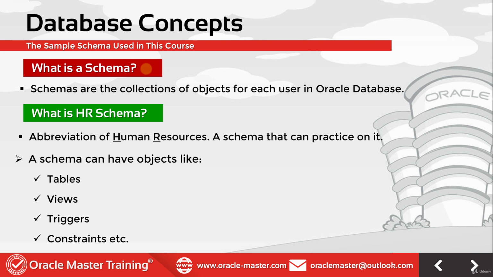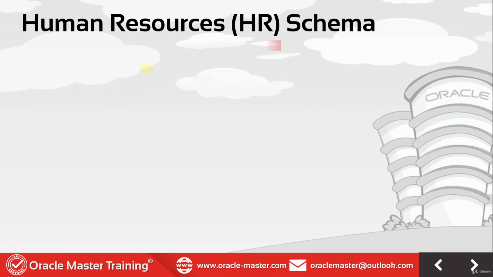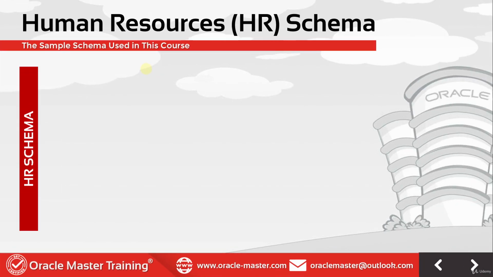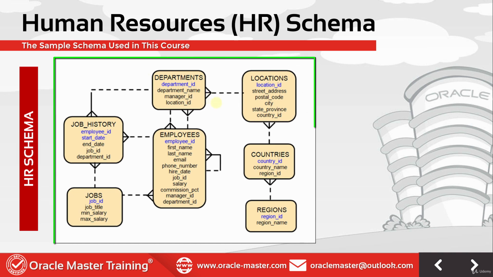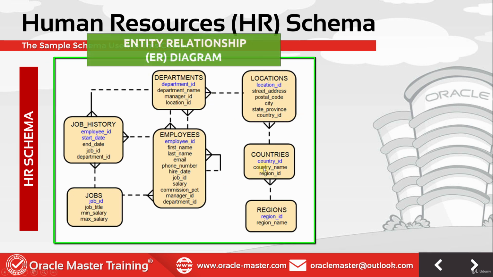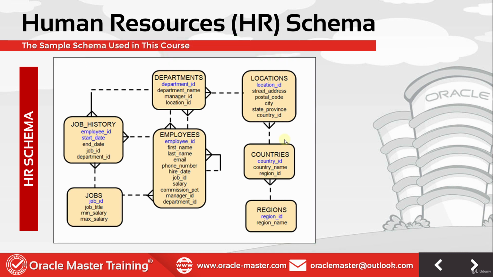Of course, we will see almost all the objects in this schema in our course, but for now, the most important objects of it are the tables. Great, now let's look at the tables in the HR schema and the relations between them. This kind of schema design is called an Entity Relationship Diagram, shortly abbreviated as ER diagram. This diagram shows the tables and the relationships between them.